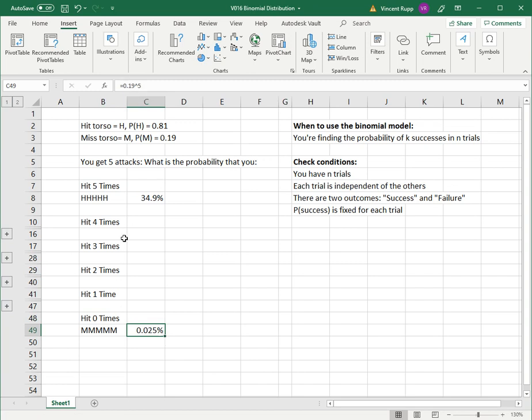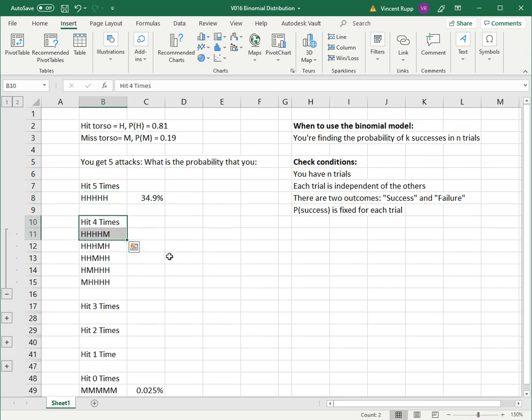It's all these other cases that are a little more complicated. If you hit 4 times, well, what does that mean? You know, we've been talking about everything in terms of sequences, but hitting 4 times would really be a lot of different sequences of events that lead to a total of 4 hits. You can see I wrote them all out here. It's hit, hit, hit, hit, miss, or hit, hit, hit, miss, hit, and so on, up to miss, hit, hit, hit, hit.